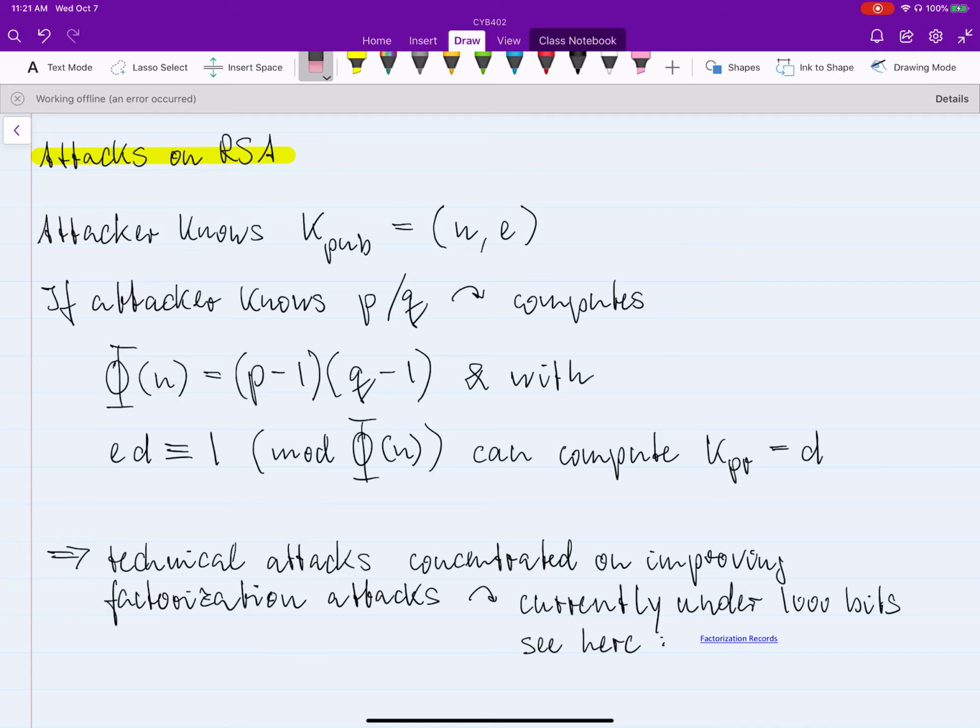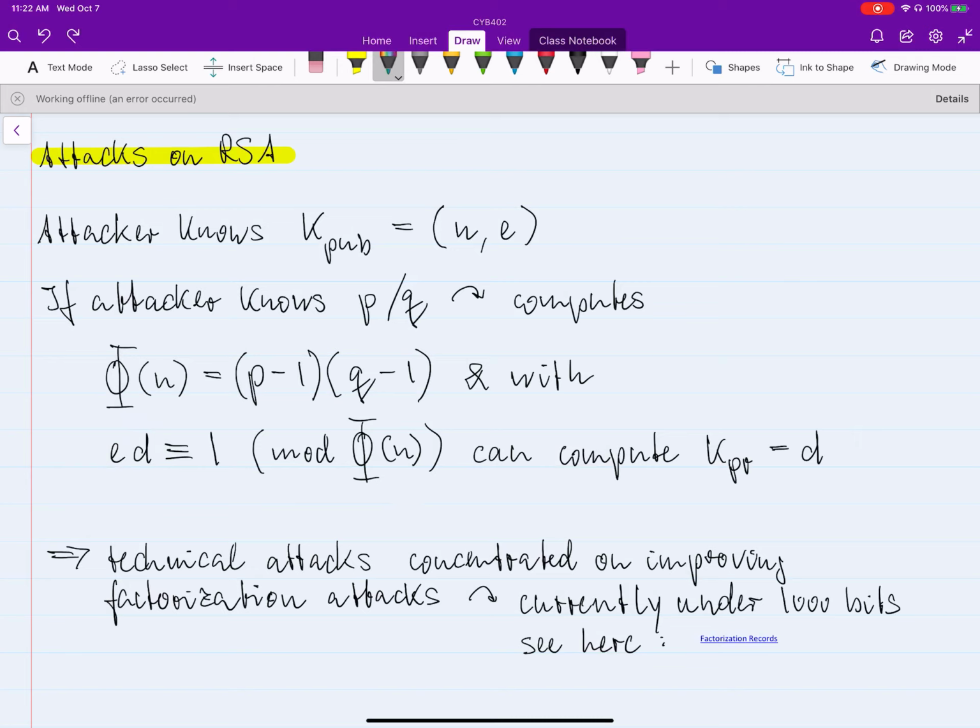Those attacks are only based on the idea of decomposing our composite number n into 2 primes. And this is still really, really hard to do. Okay? So if an attacker knows p and q, the attacker can easily compute phi of n. And with phi of n, the inverse of e can be computed and the secret exponent can be derived.